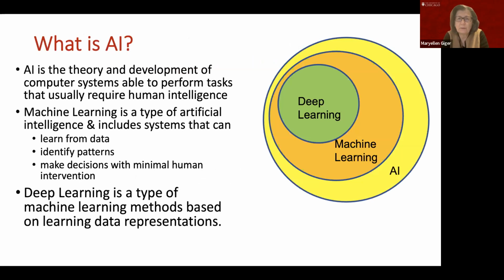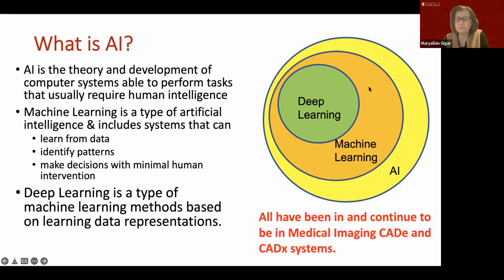So first, let's think about what is AI. It's the theory and development of computer systems able to perform tasks that usually require human intelligence. And so you can see here that AI is the encompassing circle. Machine learning is a type of artificial intelligence and includes systems that can learn from data and identify patterns, and deep learning is a subset of machine learning. Deep learning is a type of machine learning method based on learning data representations. And so AI is a very general term.